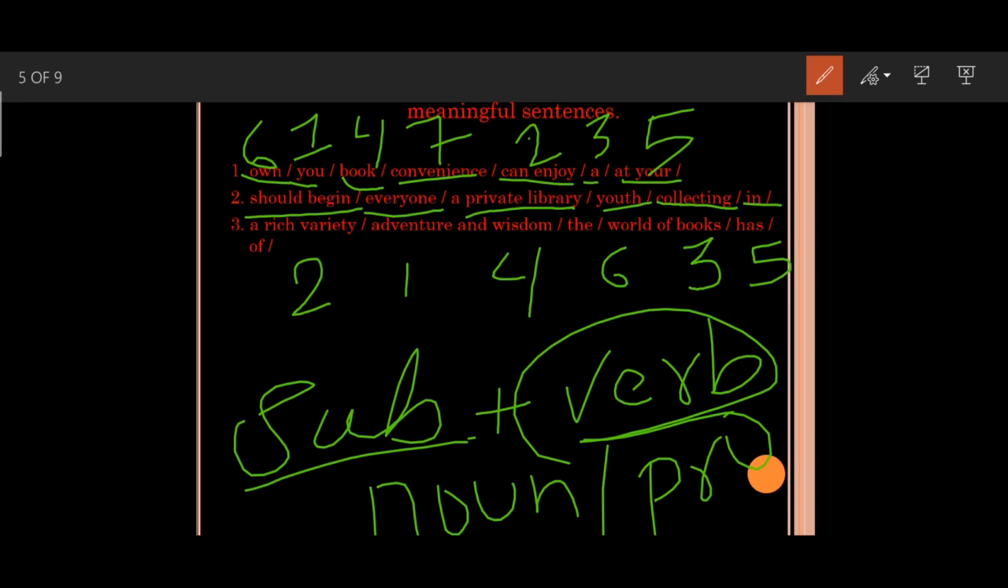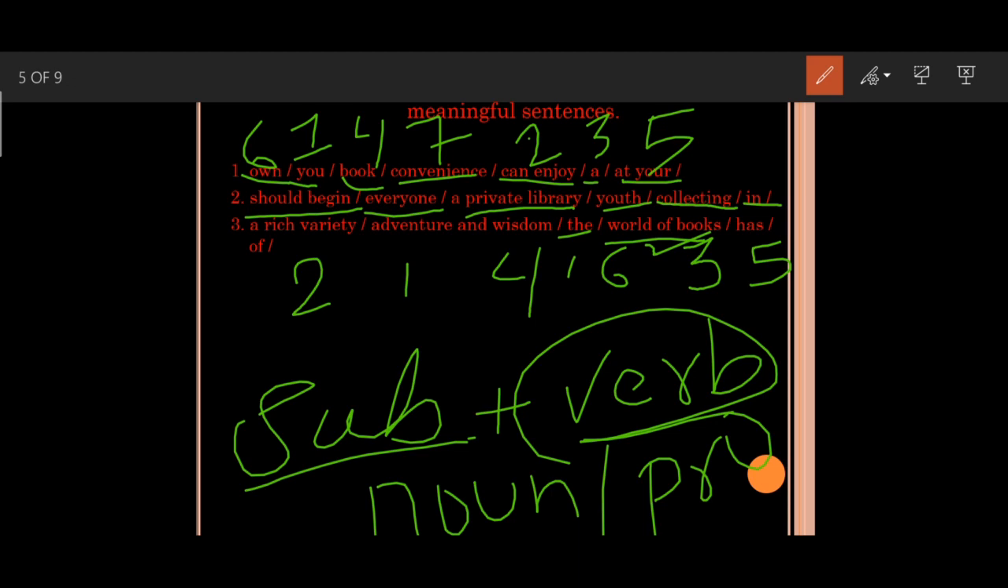So the sentence is trying to say when you are in your youth stage, when you are young, you should start collecting for your private library. Number 3, a rich variety, adventures and wisdom, the world of books has of. Alright, so here I can't find a first person pronoun, but what we find over here, our subject, is world of books. So we can't start a sentence like that. So I'm adding the. So 1, 2.